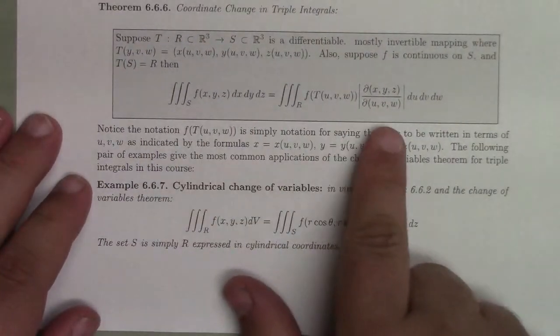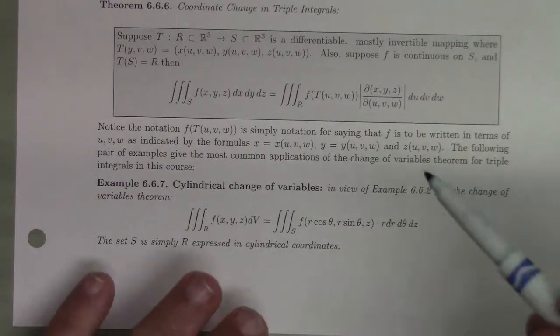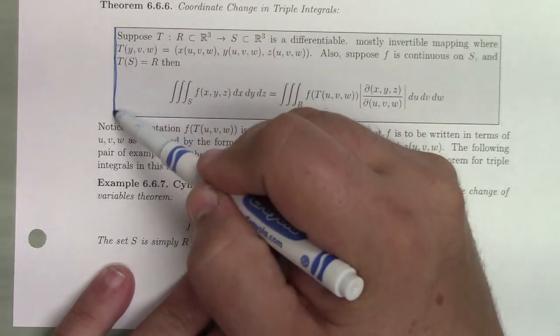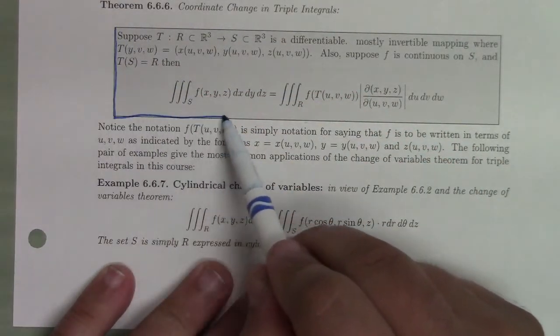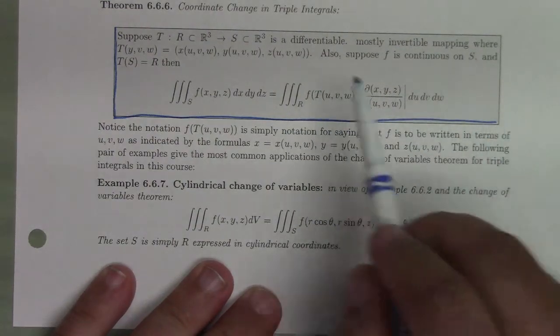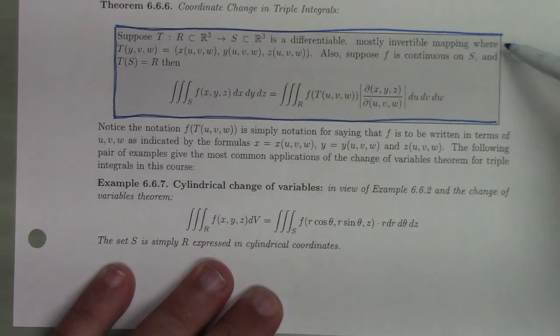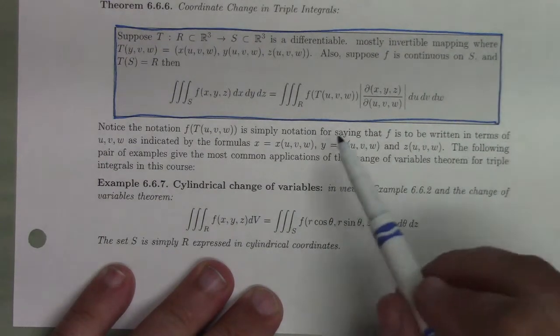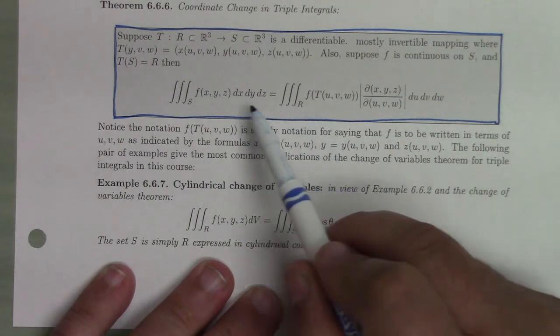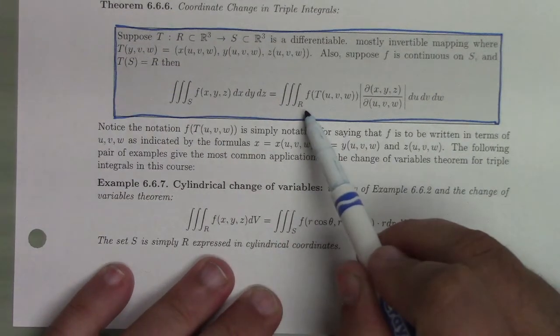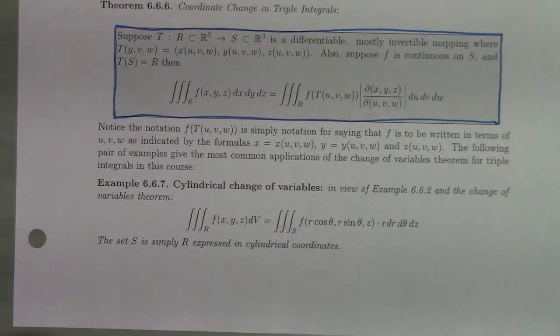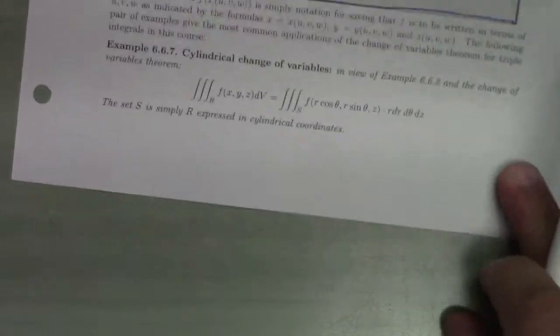But here's the change of variables theorem, right? We take our function of 3 variables, we rewrite it in terms of the new variables u, v, w. We multiply by the Jacobian of x, y, z with respect to u, v, w, and then, of course, also change the bounds from the Cartesian description to the u, v, w description, and that's how you go.